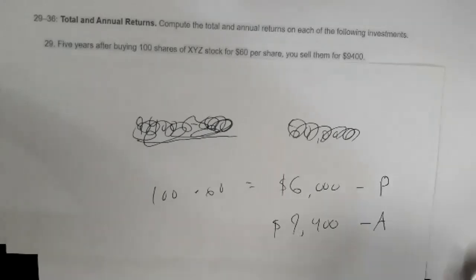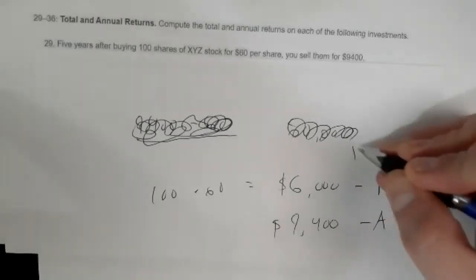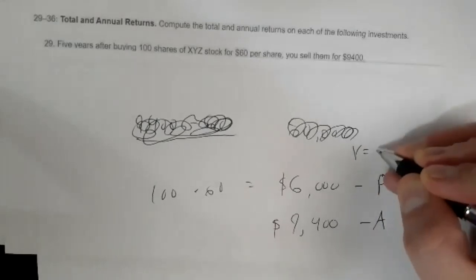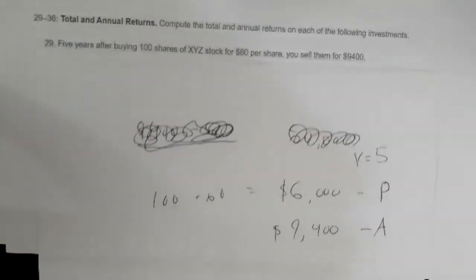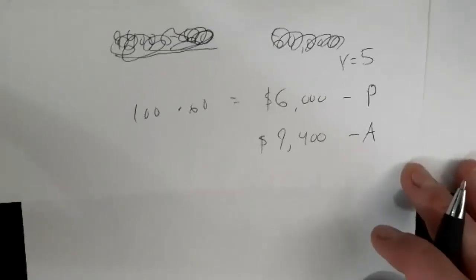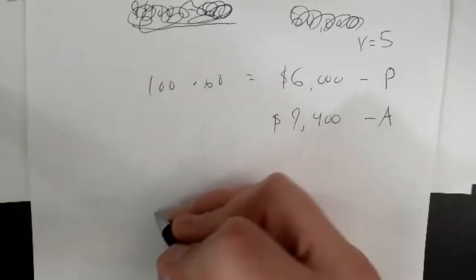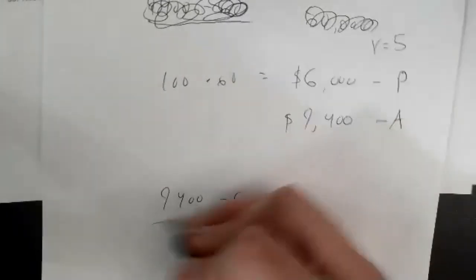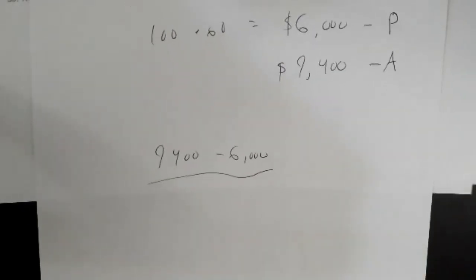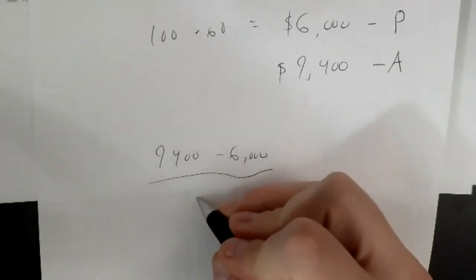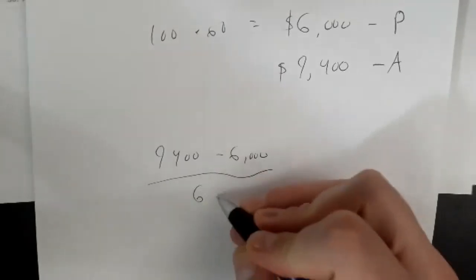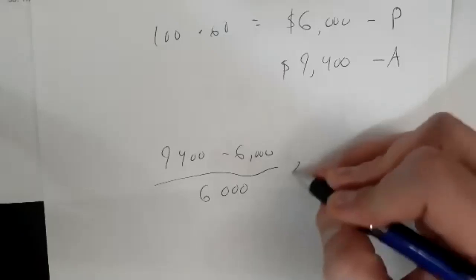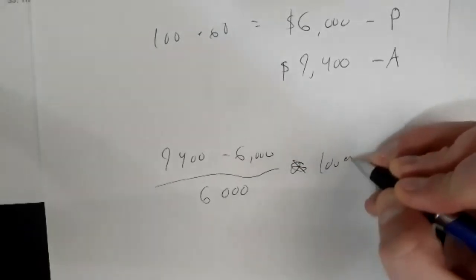And then when they ask it in a minute, the number of years is going to be what? 5, I believe. So the first thing, we don't even care about the number of years for our total return. We're going what? 9,400 minus 6,000. And I want to divide this by 6,000. Yeah, the 6,000. So this, we've done stuff similar to this before.